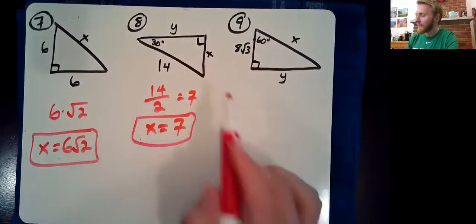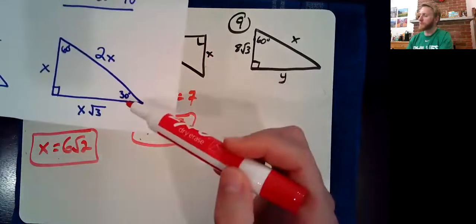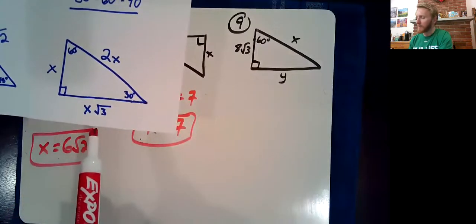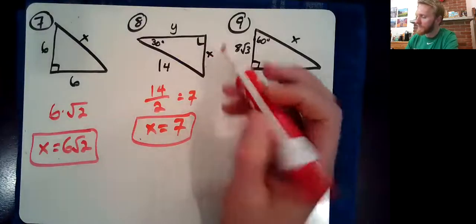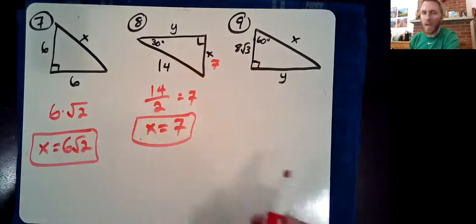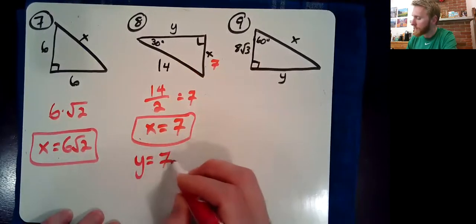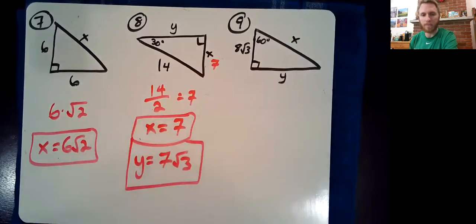Great. Now, the next thing you have to realize is when you have the short leg, which is again opposite the 30-degree angle, you can find the long leg by just multiplying it by the square root of 3. So if x is 7, and I can write it right there just to remember, then y is 7 times the square root of 3. In other words, y is 7 root 3. There we go.